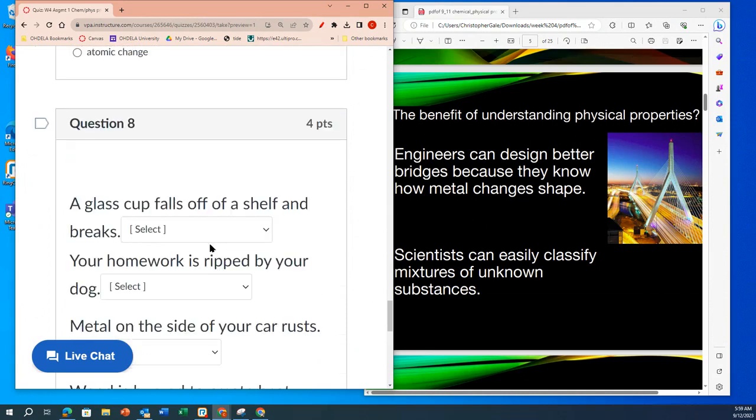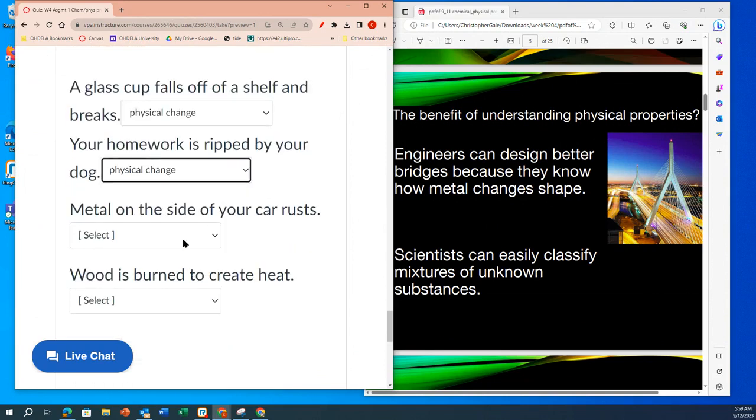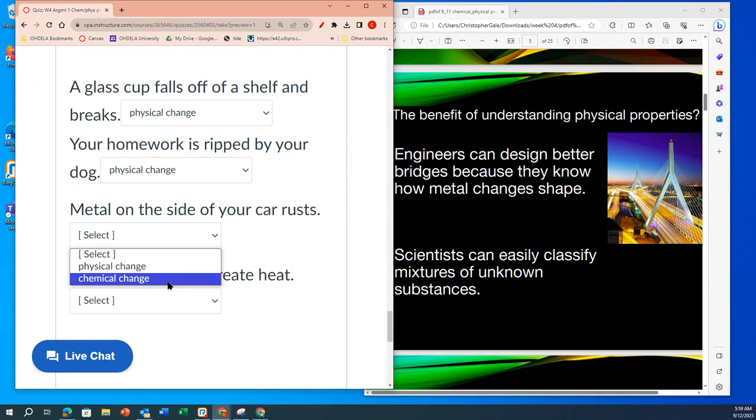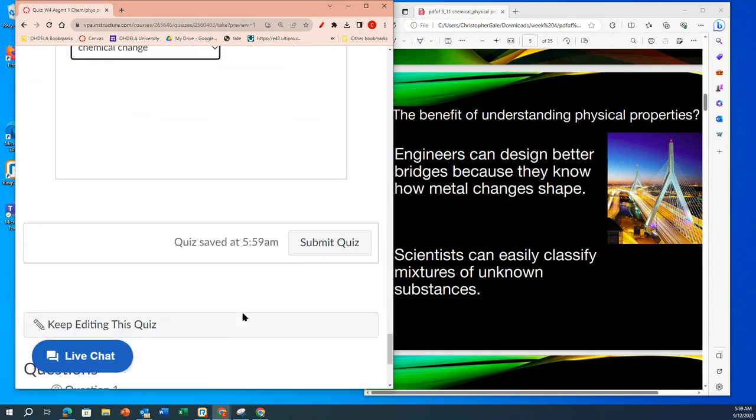All right, so let's take a look at a glass cup that falls off the shelf. It breaks. That's a physical change. Your homework is ripped. That's a physical change. Metal on the side of your car rusts. Now, we just talked about that. That's a chemical change. And wood is burned to create heat. And that is a chemical change.